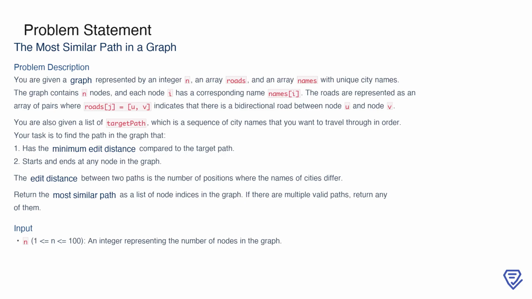Our goal is to find a path through the graph such that the city names along the path have the smallest possible edit distance from the target path. The edit distance is simply the count of positions where the names differ between two paths. Finally, we need to return the most similar path as a list of node indices, and if there are multiple paths with the same edit distance, we can return any one of them.